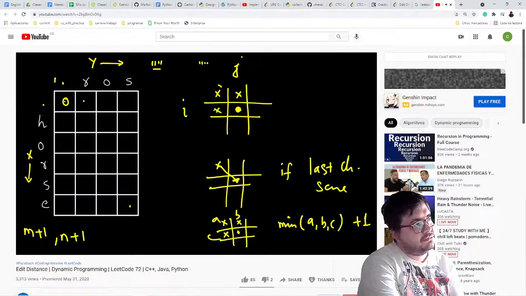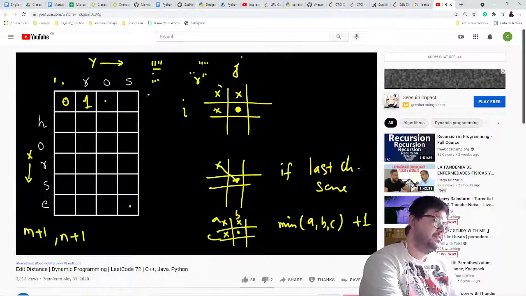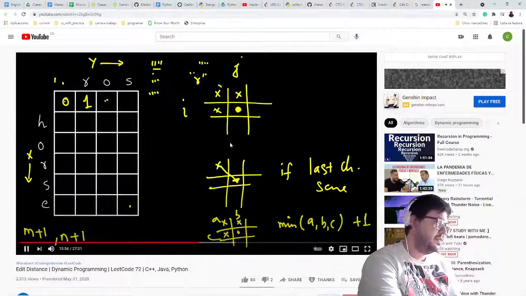This cell will denote that X is empty, Y is this first character. So if X is empty, Y is R, what will we need? We will insert R. So we need one operation to go from X to Y. And this will denote X is again empty, and from X to Y.